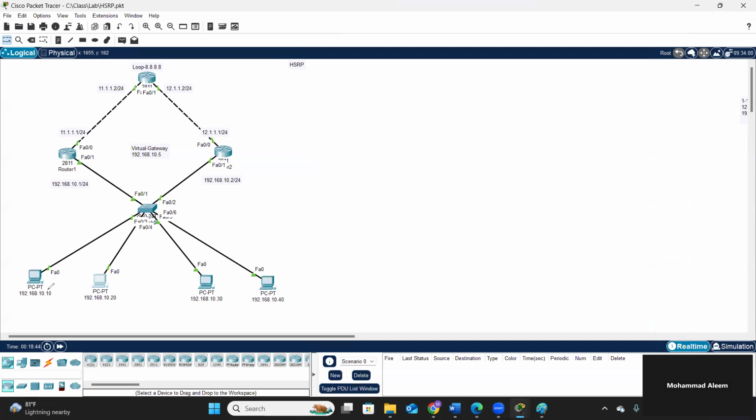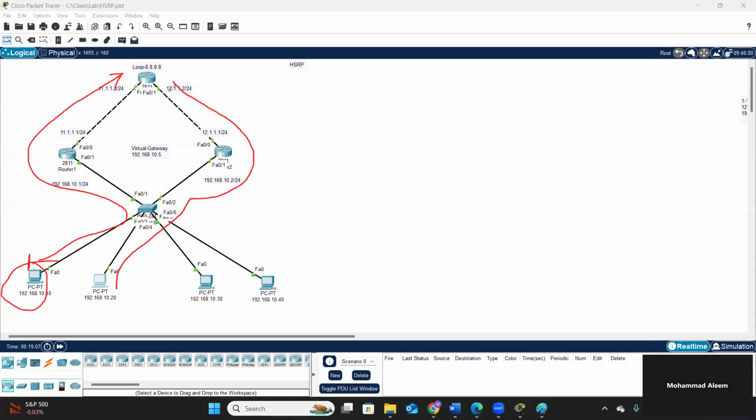If this user wants to communicate to the internet, he will use this path. If this other user wants to communicate to the internet, he will use this path. Because here I have configured gateway two for him, and here I have configured the gateway of this router. That is the reason they are selecting the paths likewise.